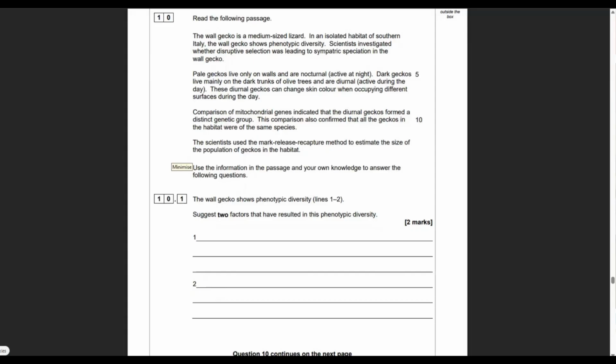Okay, welcome to Let's Get to the Marks. Going through one of the comprehension questions at the end of the 2024 AQA Paper 2 A-Level Biology. Let's go, read the following passage.